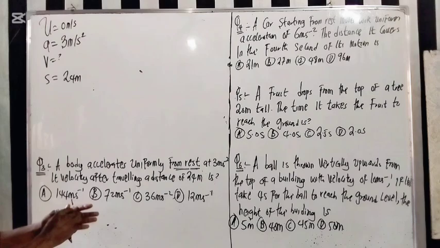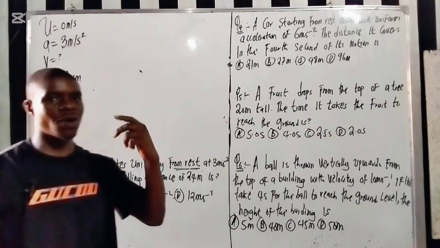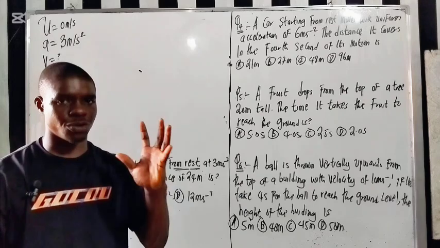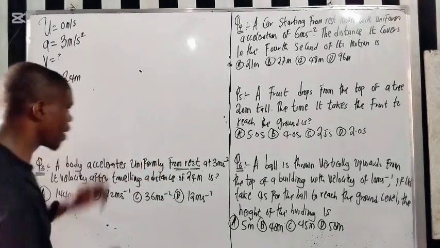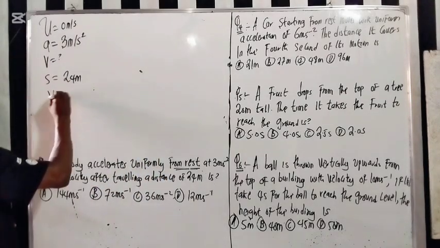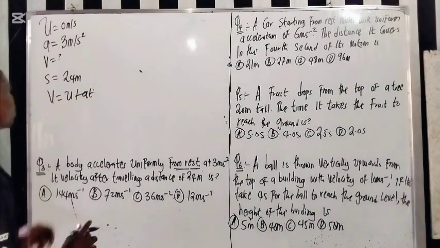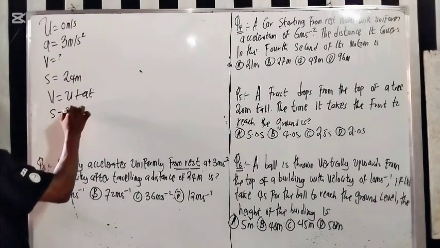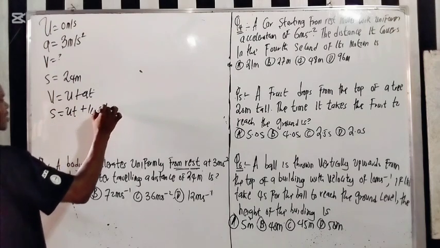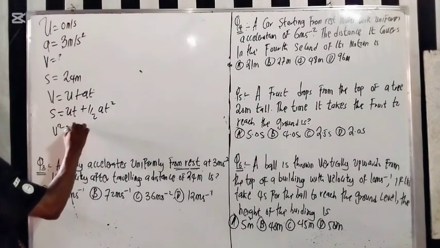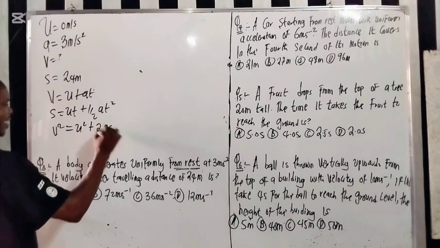So now, how do you choose? Because some people don't know how to choose the equation of motion to use. Therefore, you have to know the 3 equations of motion by heart, right? So remember, the first one is what? v equals u plus at. That is the first one, right? The second one is what? s equals ut plus half at squared, right? The third one is what? v squared equals u squared plus 2ax, right?